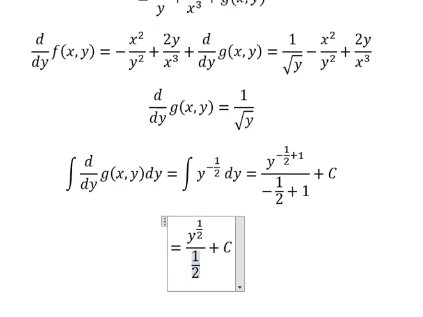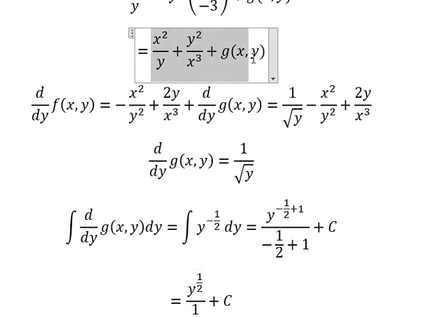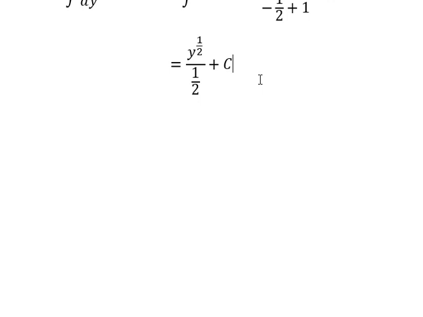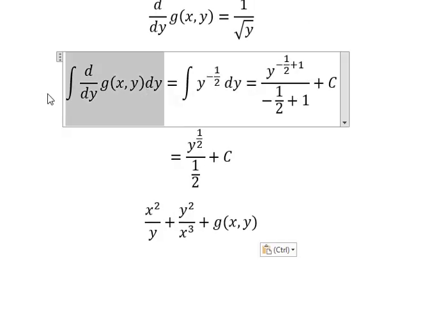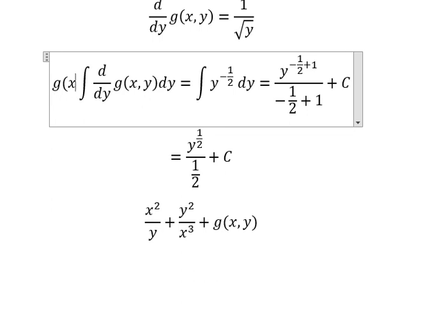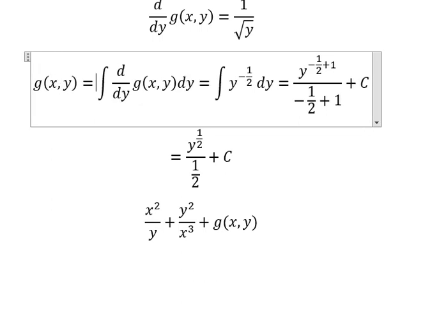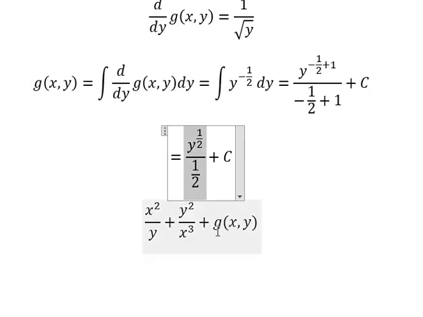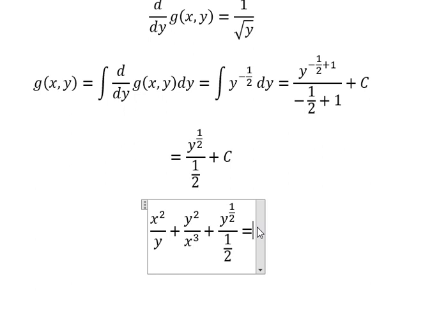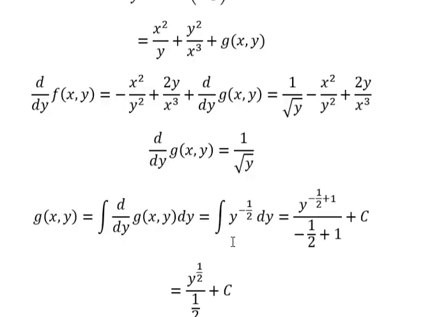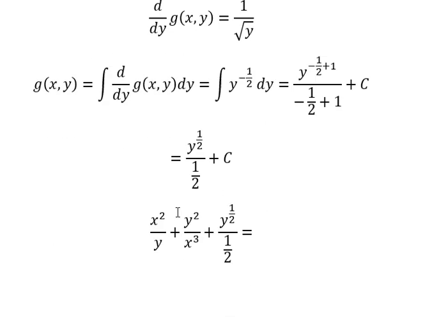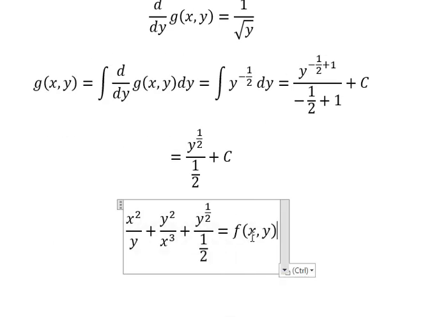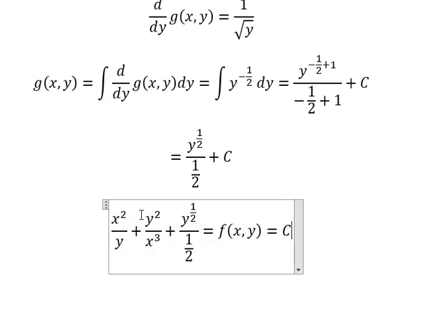Now we need to return back to this one. We know that the integration of this one, we have 3sy. 3sy equals to this one. And we know that this one equals to f(s,y). And f(s,y) equals to c. And now we simplify like this.